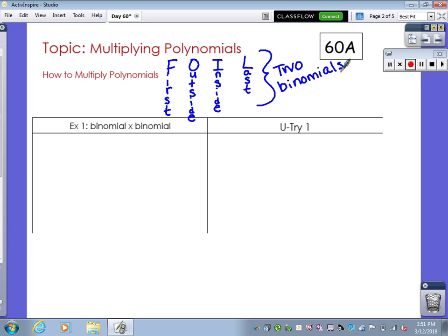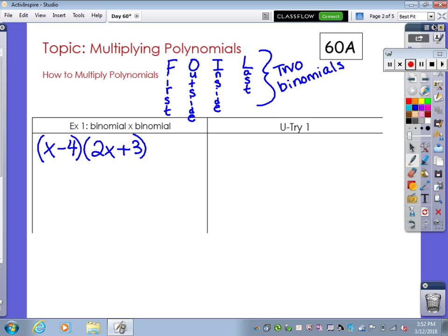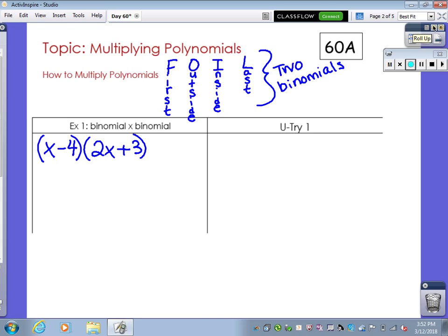So our first example would be x minus 4 times 2x plus 3. Okay? And you'll hear math teachers, we make the word FOIL into a verb. So we're going to FOIL it, which means you do your first term times your first term. So 2x times x is 2x squared. The outside numbers are the ones on the outside of the whole mess. So x times 3 is 3x.